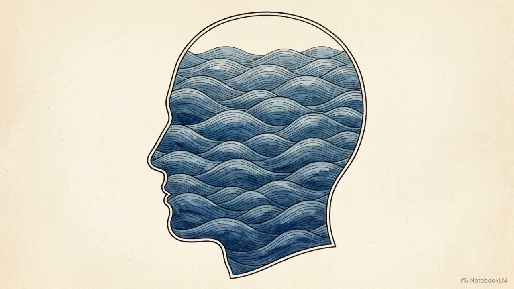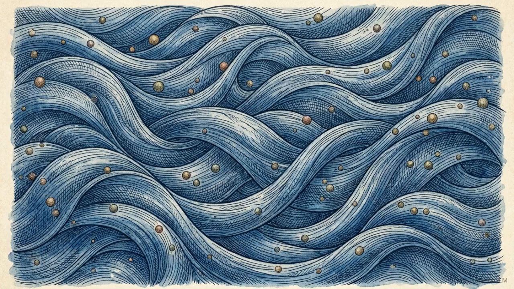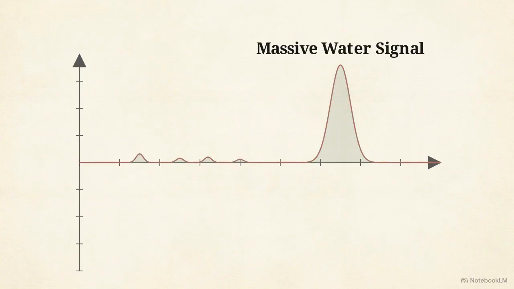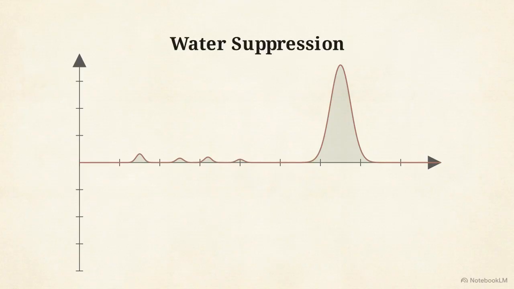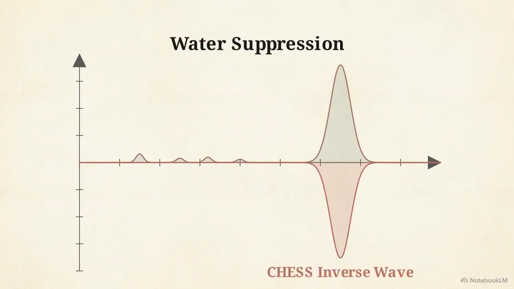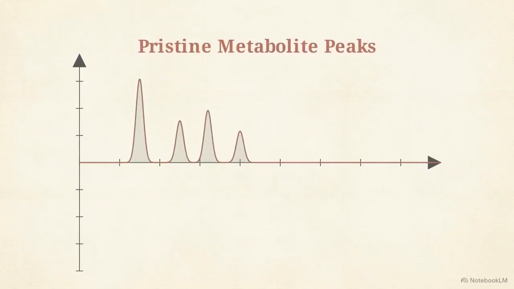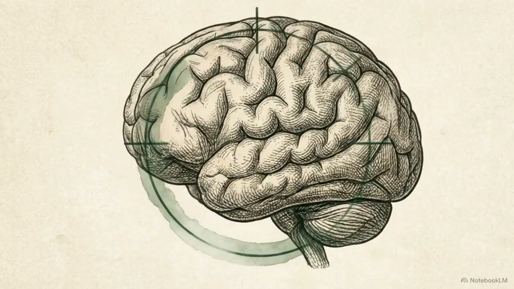To actually capture this data, we have to solve a core signal-to-noise problem, extracting trace metabolite signals from a biological system composed overwhelmingly of water. The immense hydrogen signal from water completely buries our vital metabolite data. Step 1 is water suppression. A chemical shift selective, or CHESS, sequence sends an inverse wave, flattening the water signal to zero, revealing the pristine metabolite peaks underneath. Step 2 is voxel selection.